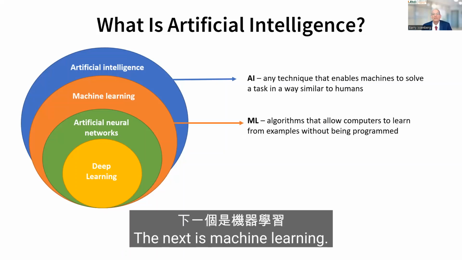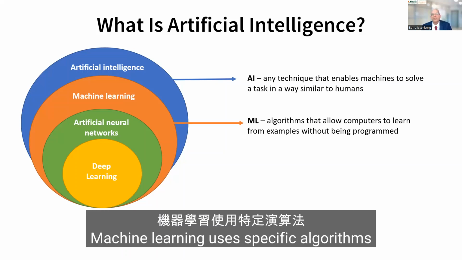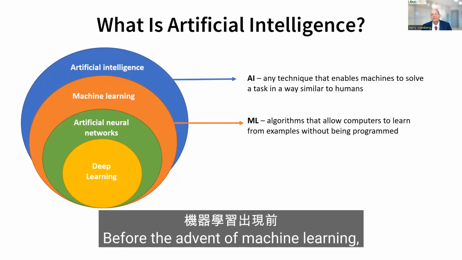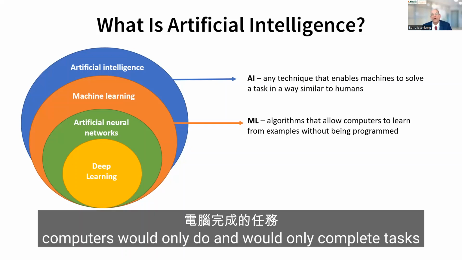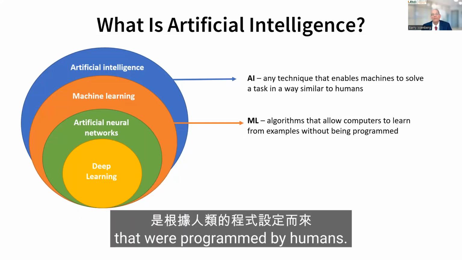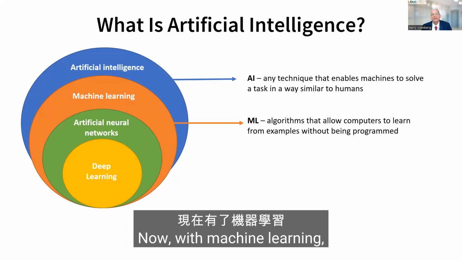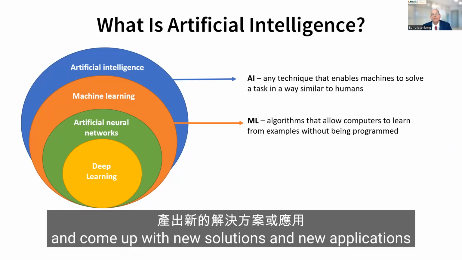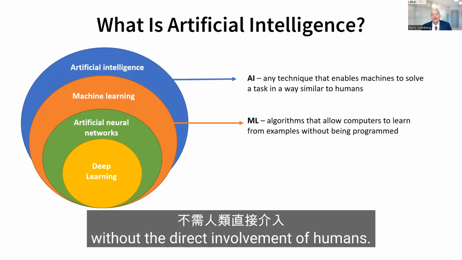The next is machine learning. Machine learning uses specific algorithms that allow computers to learn from examples without being programmed. Before the advent of machine learning, computers would only complete tasks that were programmed by humans. Now with machine learning, computers on their own can take data and come up with new solutions, new applications without the direct involvement of humans.